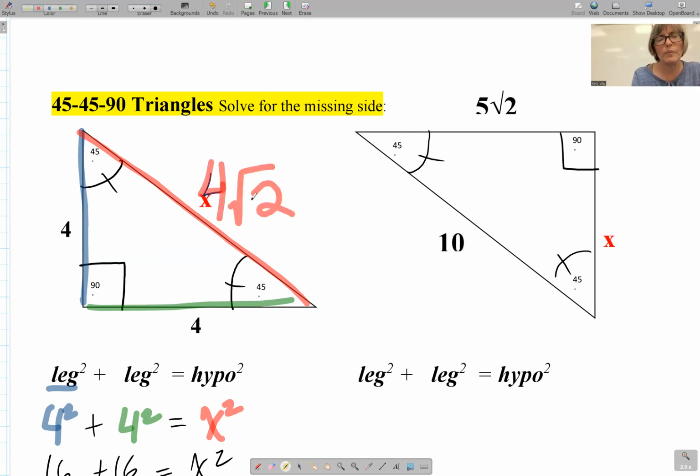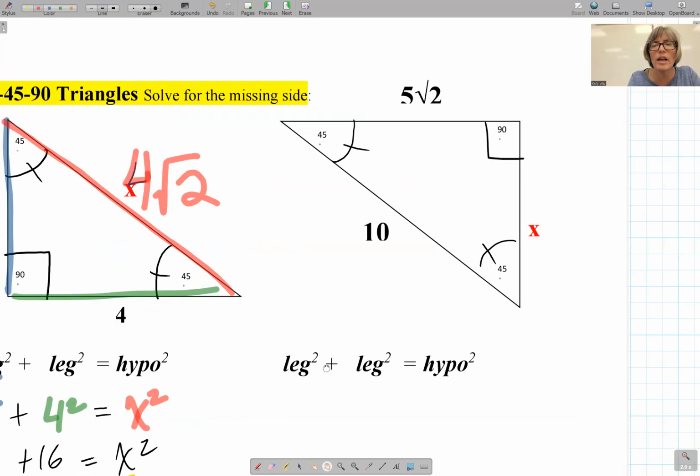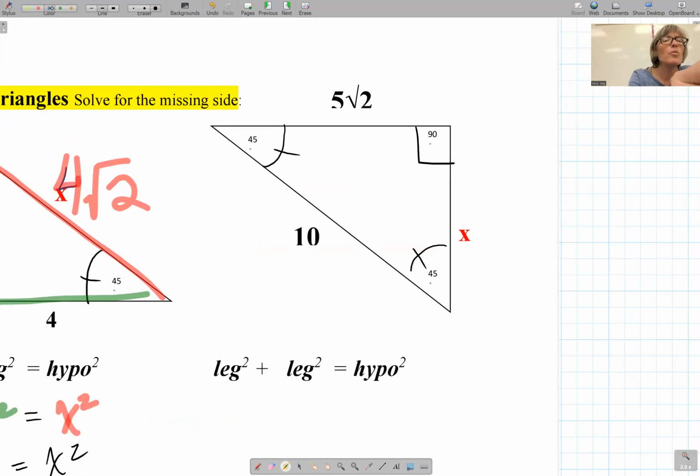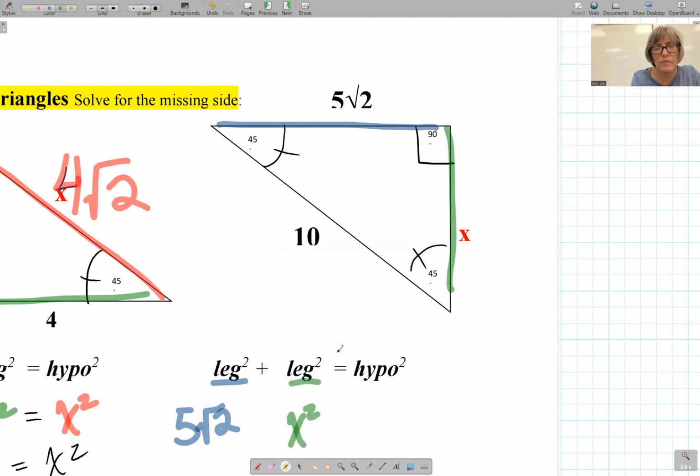Look carefully what we got going on here. We have a 4, and 4 root 2. 4 and 4 and 4 root 2. On the right-hand side, let's see what we got here. We have one leg is 5 root 2. Other leg is unknown. And our hypo is 10.